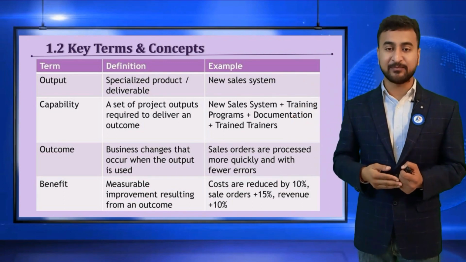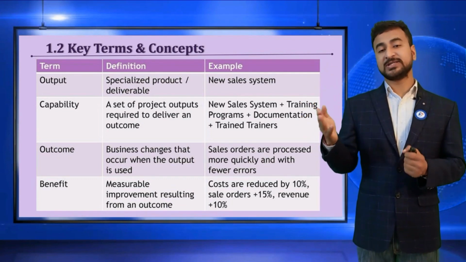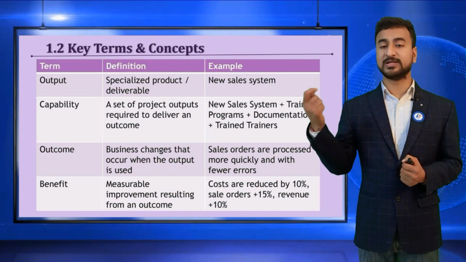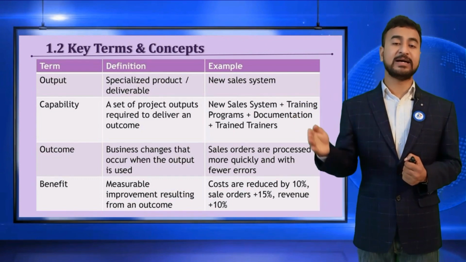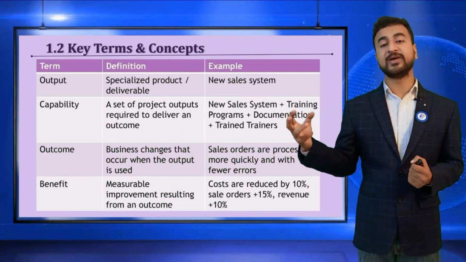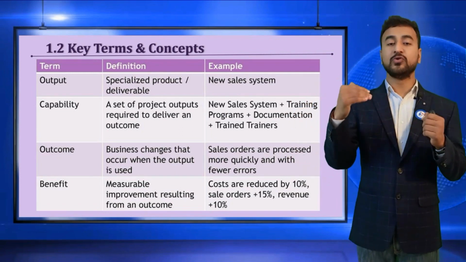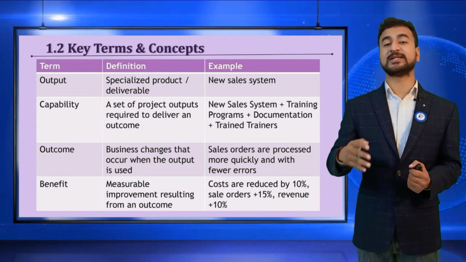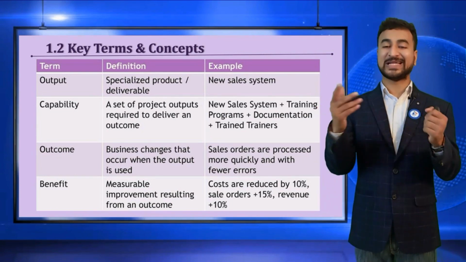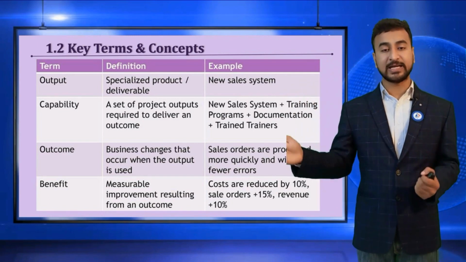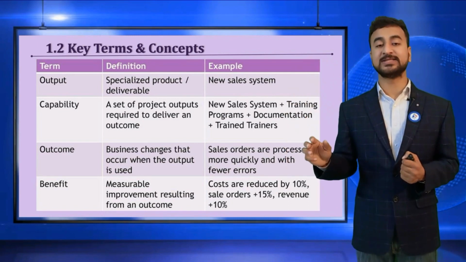If I wanted to give you an example, let's say in your organization there is no sales system or Salesforce or other software available, and the process is done manually. So that is the need for having a new sales system. You had visualized that a project charter is created and the project is assigned to come up with a new sales system. So once your project team delivers that, that is the output we call the new sales system.